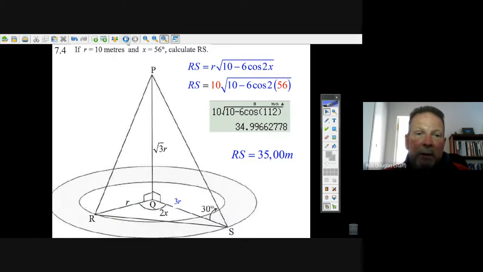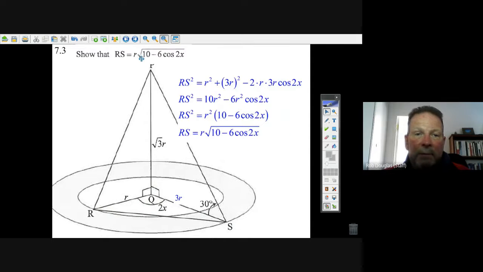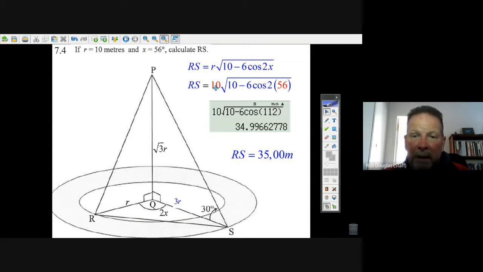You can still use the formula. Look how easy these marks are, because you can use this formula even if you couldn't show it, and all you do is put in 10 for R and 56 for X, put it in your calculator, and get the marks. So make sure you look at the end and see how easy some of these questions are. This last one is just a substitution question, and it's like free marks, so don't lose it.